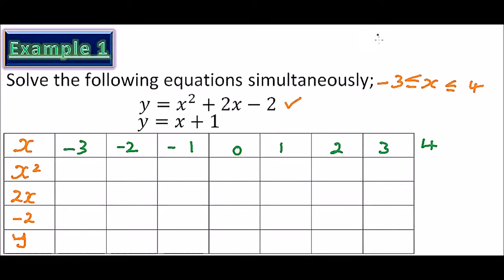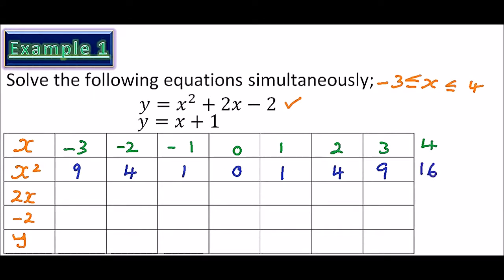So we now fill the table. X squared, so minus 3 squared is the same as +9, minus 2 squared is +4, minus 1 squared is 1, 0 squared is 0, 1 squared is 1, 2 squared is 4, 3 squared is 9, and 4 squared is 16.